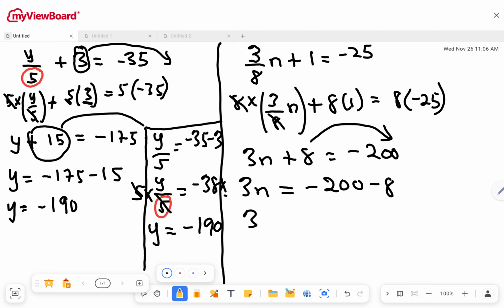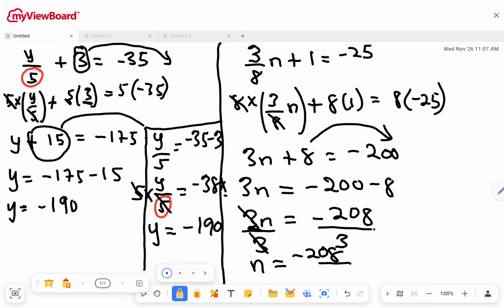So we are going to have 3n is equals to negative 208. And since we are looking for n but not 3n, and this 3 is multiplying the n, we must do the reverse operation, which is division. So the reverse operation of multiplication is what? Division. So we are going to divide here by 3. We are going to divide here by 3. So this 3 is going to divide this 3. So we are going to have n is equals to negative 208 divided by 3.